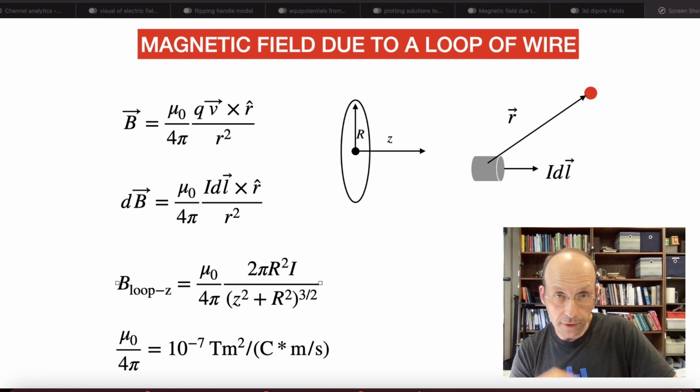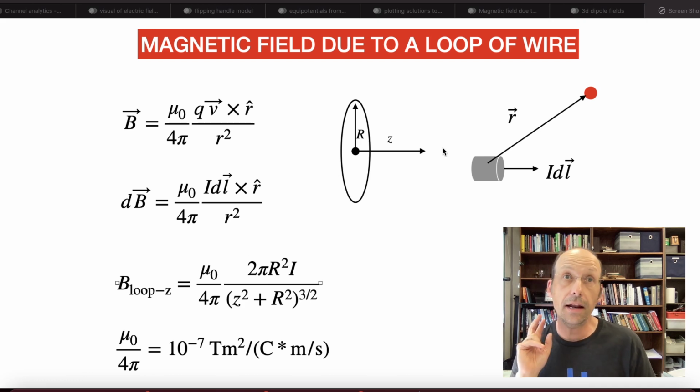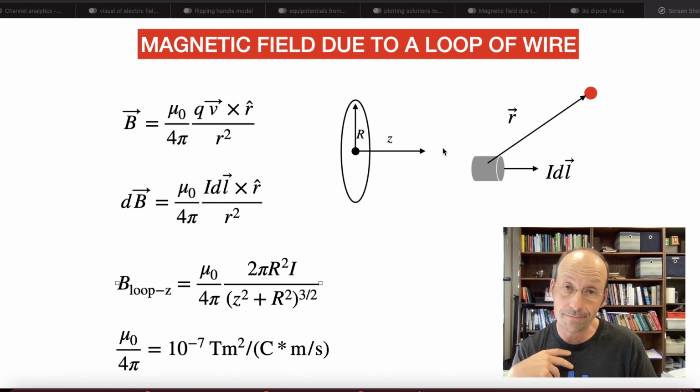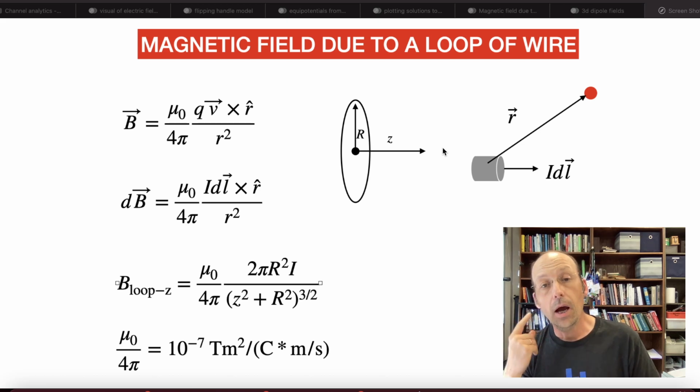In my previous video, I did two things. I derived this equation, the magnetic field due to a loop of wire, along the z-axis. And then I did it numerically in Python to break it up into little pieces. And it was kind of awesome, I think. But I want to do really two things here.